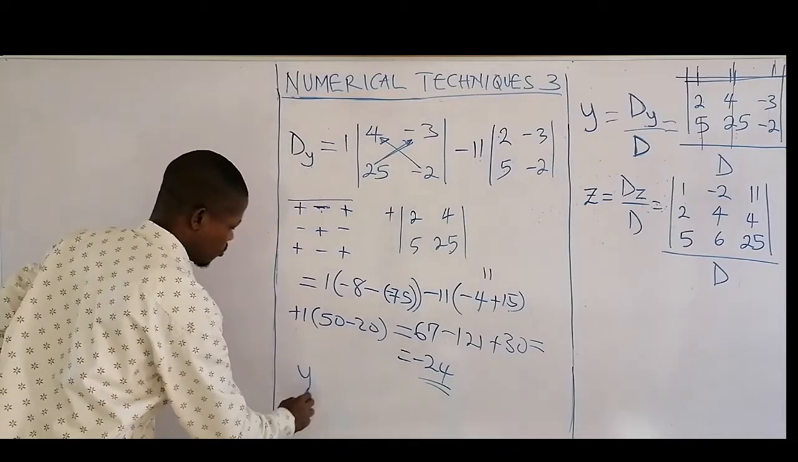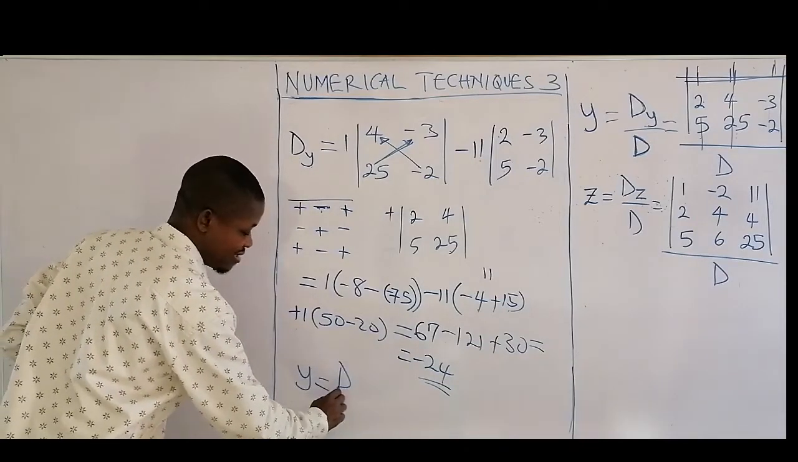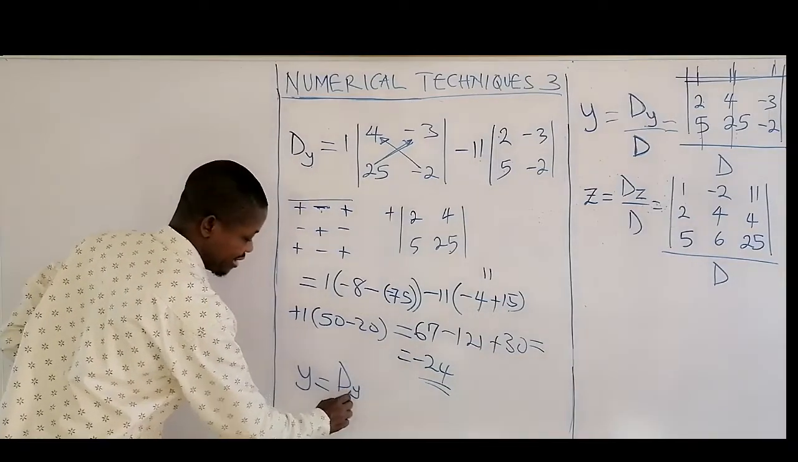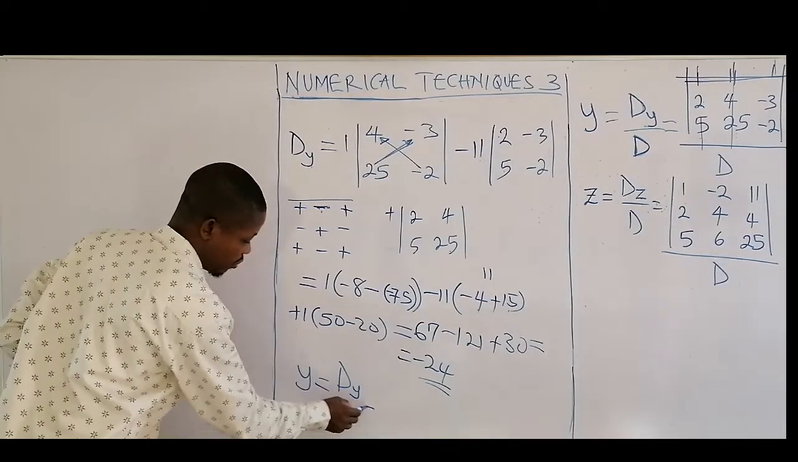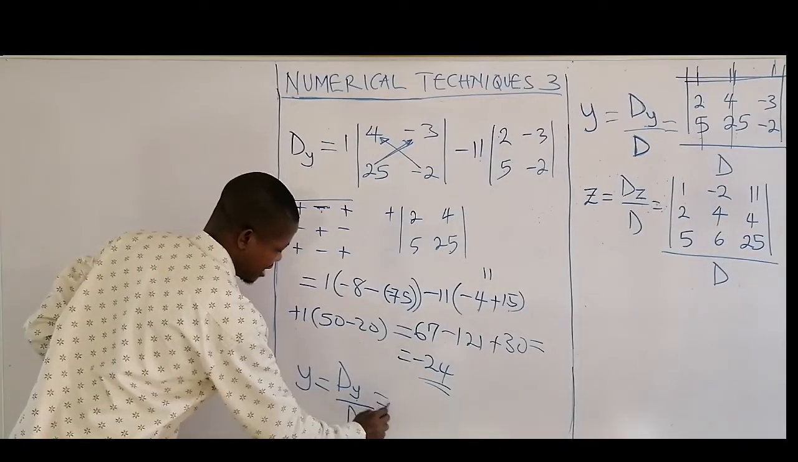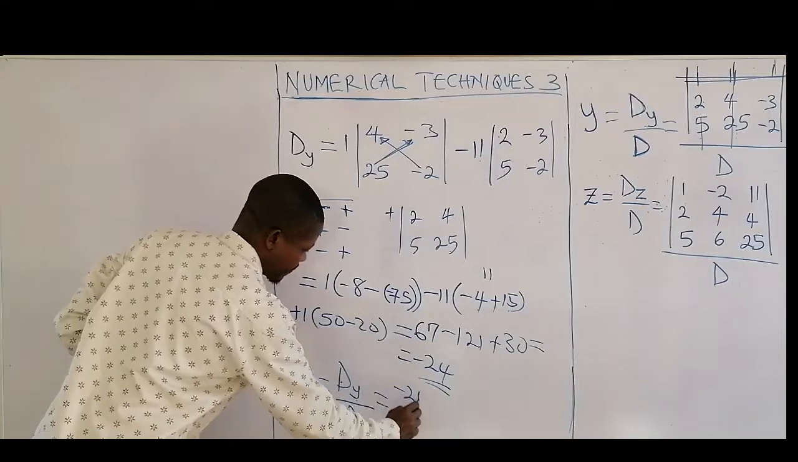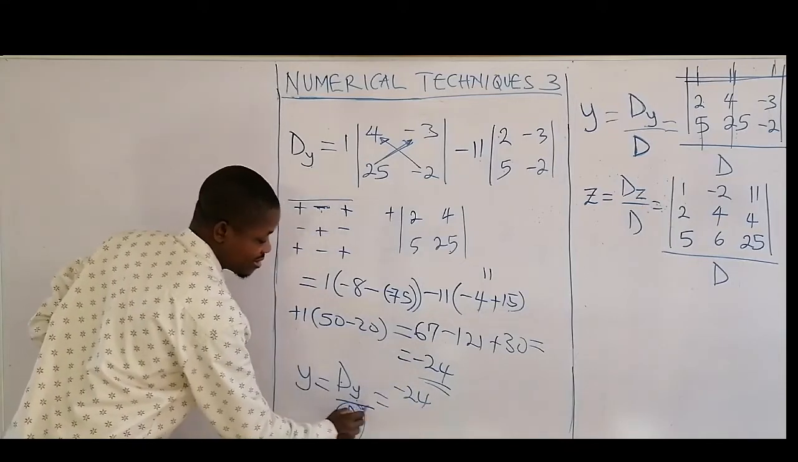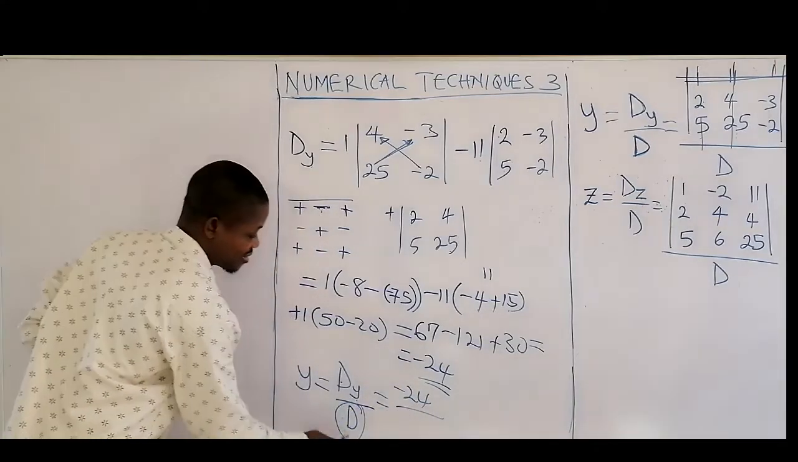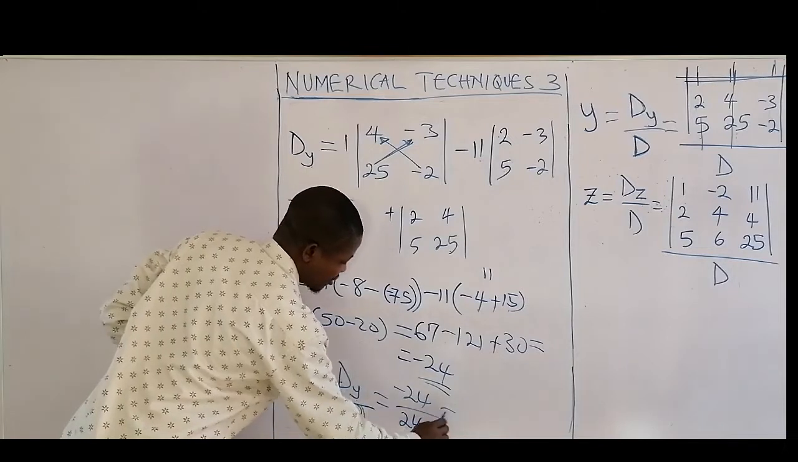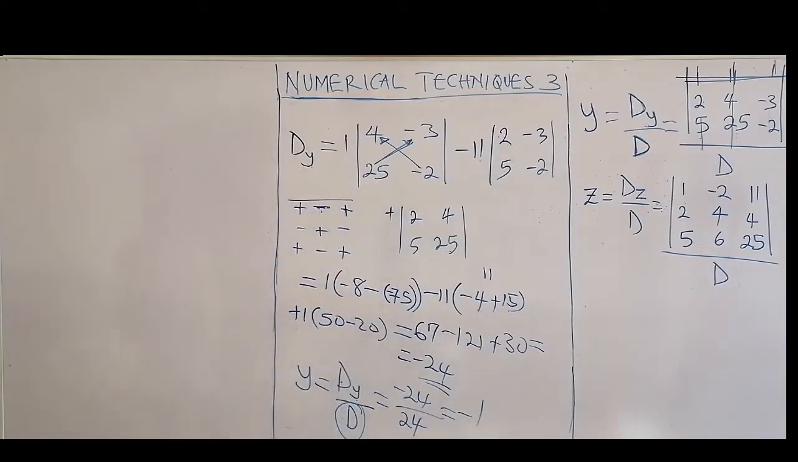So then the y will now become determinant D subscript y over the determinant. And I've gotten the value for this, minus 24. And I've gotten the value for the original determinant, that's 24. And that's what my y is? Minus 1. Okay, so let's do the same for z. Let's get the z.